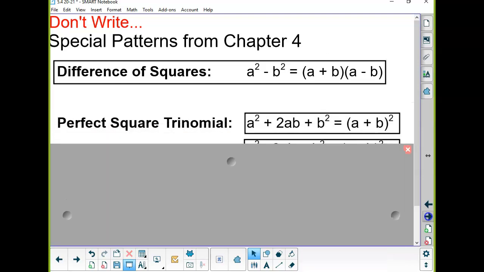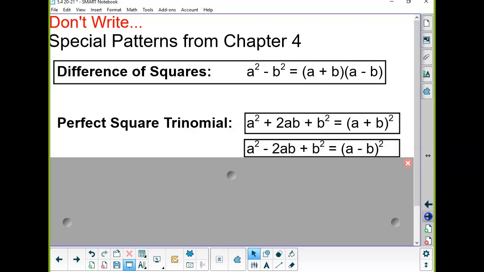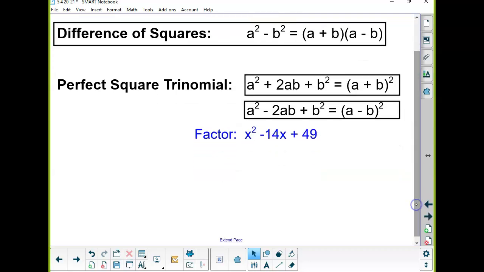Same thing with the trinomial. Remember the a plus b squared? And we FOILed that all out, and it gave us this nice fancy expression. Or if it was a minus b squared, it gave us this. If you recognize those, then you can quickly save some time. Here's what I mean. What if I gave you this one?